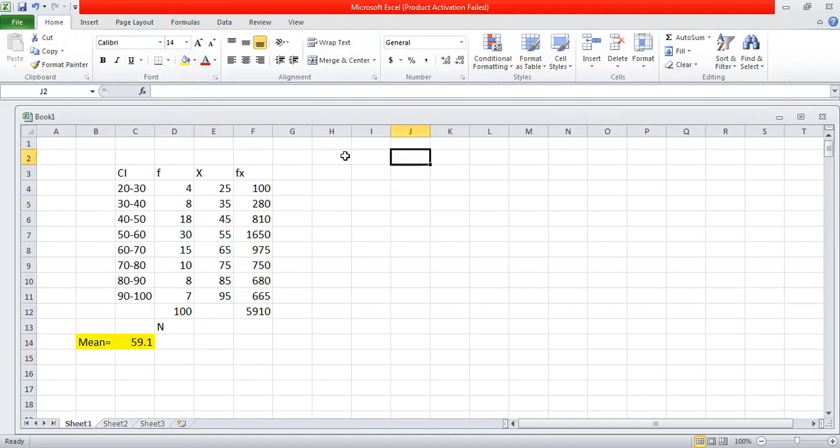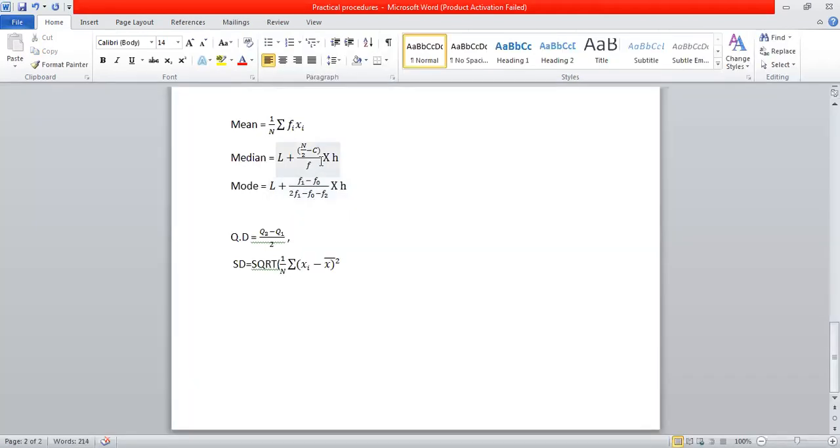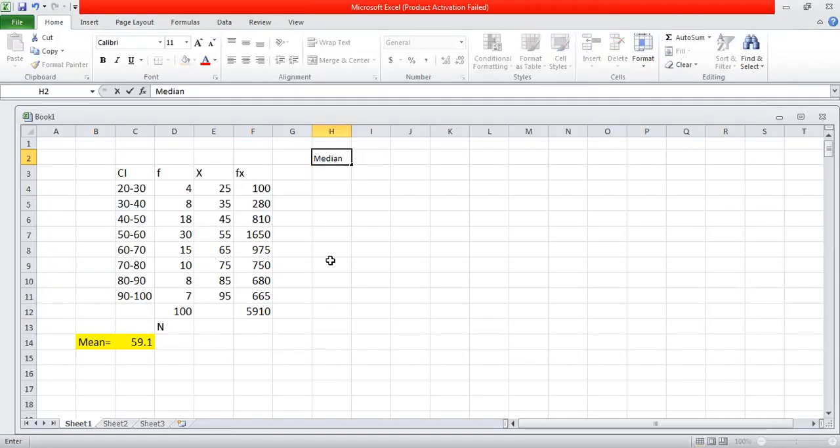Coming to median, what is our formula? Our formula is L plus n by 2 minus C by F into H. For this, you have to calculate the cumulative frequencies, right? So how do you calculate the cumulative frequencies? I'll find the median value here.